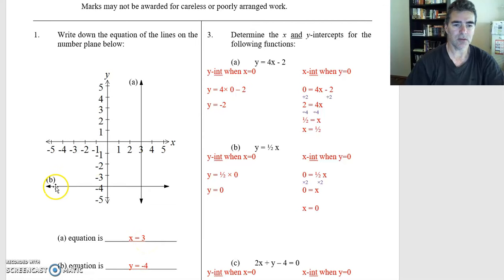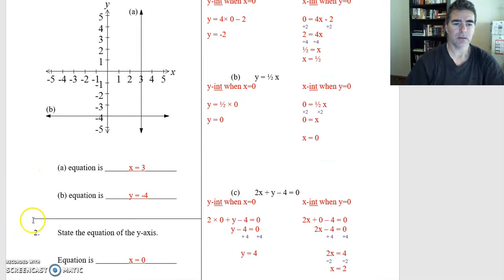The horizontal line, every point along this line, if I was to choose any point and write down its coordinates, the y value is always negative 4. So the equation of that line is y equals negative 4.